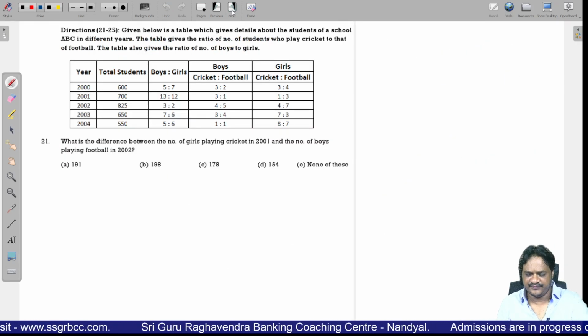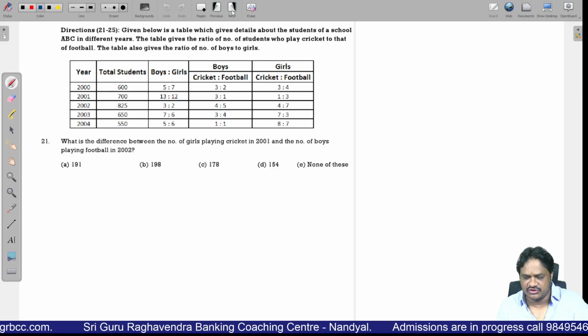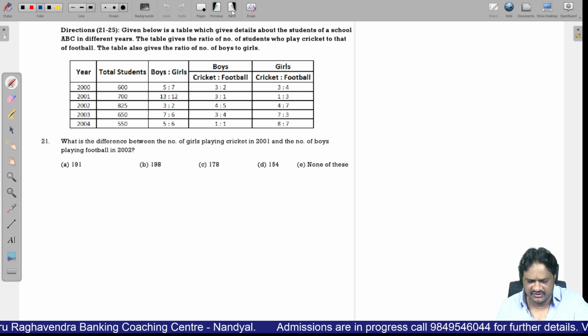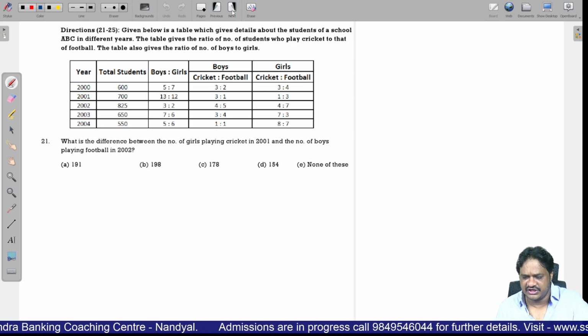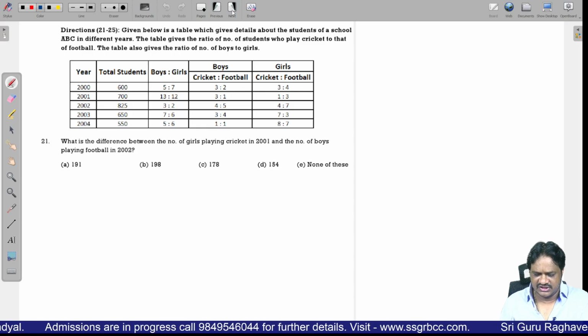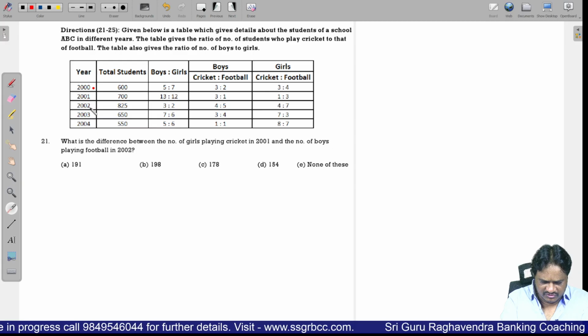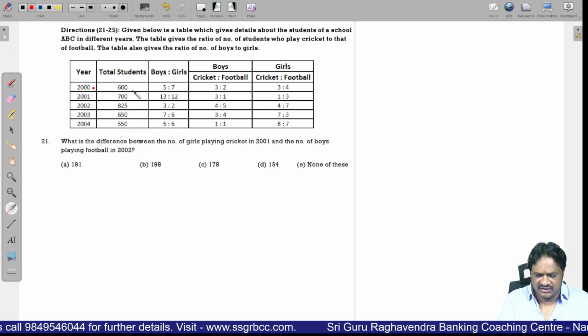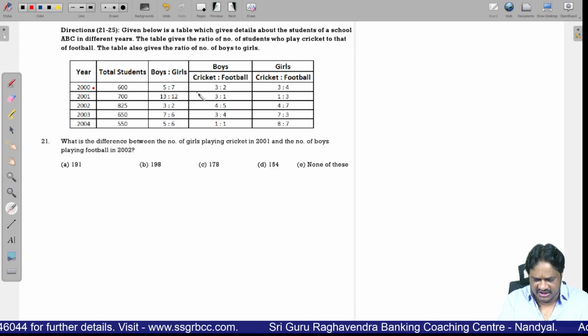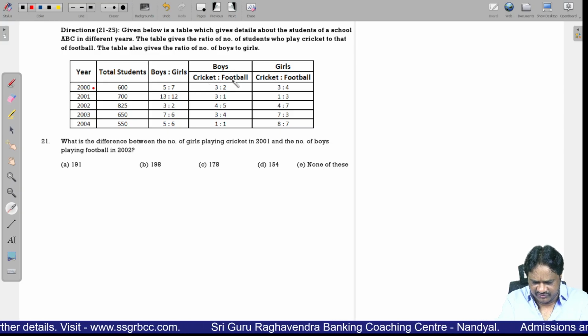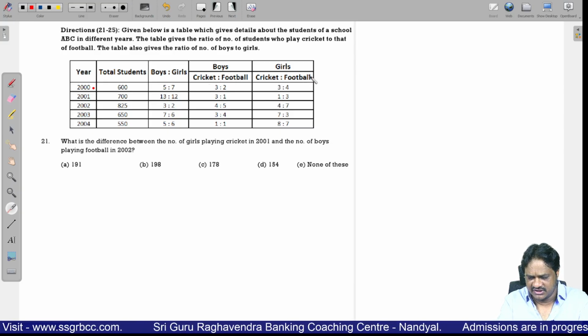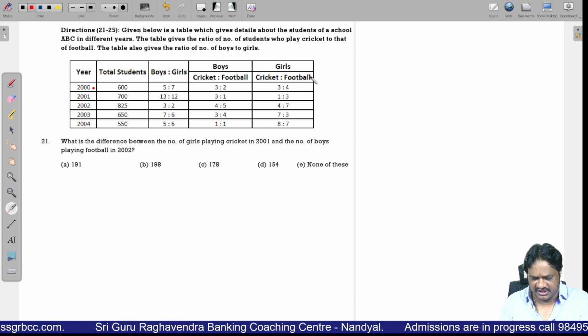Questions 21 to 25. Given below is the table which shows the details about the students of a school ABC in five different years. The table gives the ratio of the students who play cricket to that of football. The table also gives the ratio of boys and girls. So here we are given certain data for 5 years: 2000, 2001, 2002, 2003, 2004, and total students, boys and girls. Out of boys, cricket playing boys and football playing boys. Out of girls, cricket playing girls and football playing girls. Now let us straight away go to the questions.